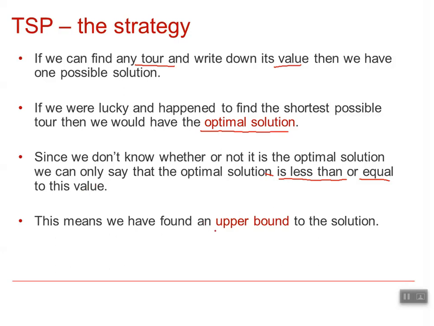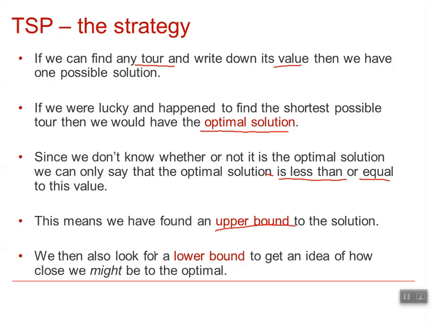This means we will have found an upper bound, and then what we need to do is look for a lower bound to get an idea of how close we might be to the optimal solution. The rest of the videos will look at how we find upper and lower bounds, and then we'll go about tackling the practical problem.